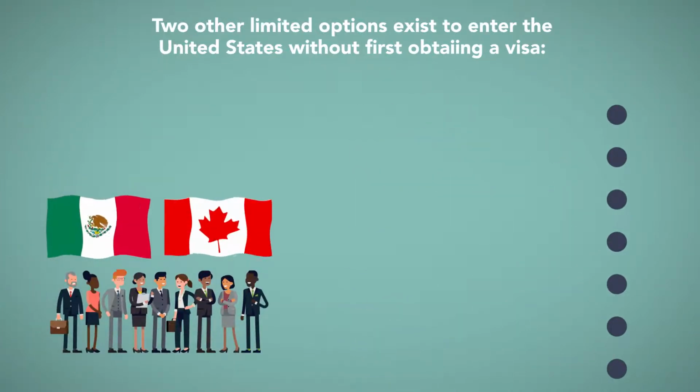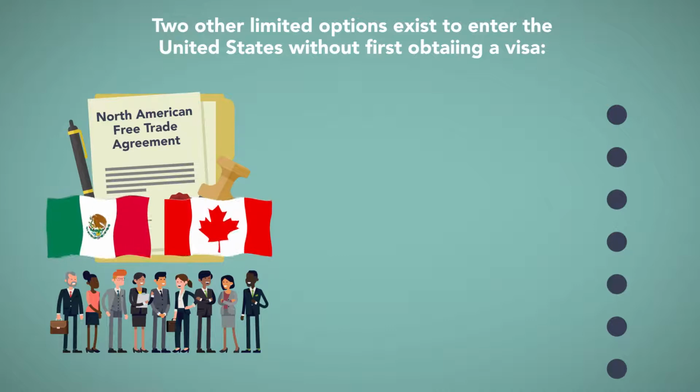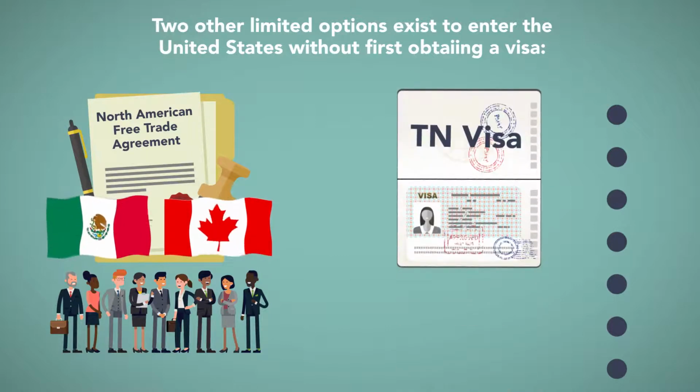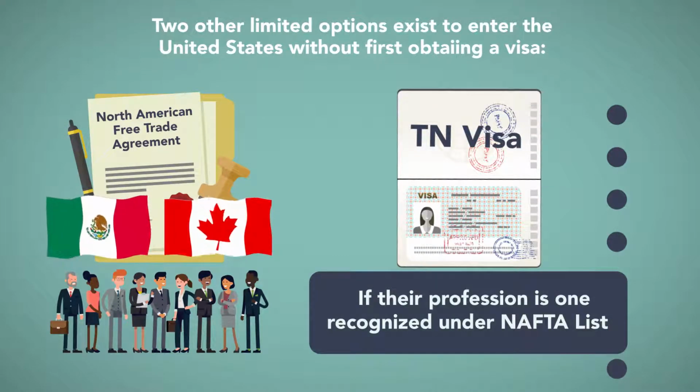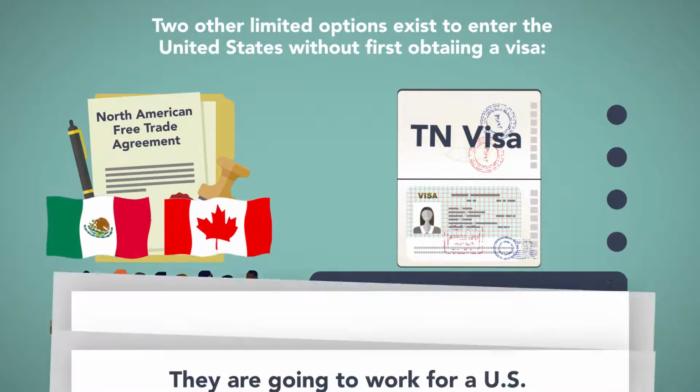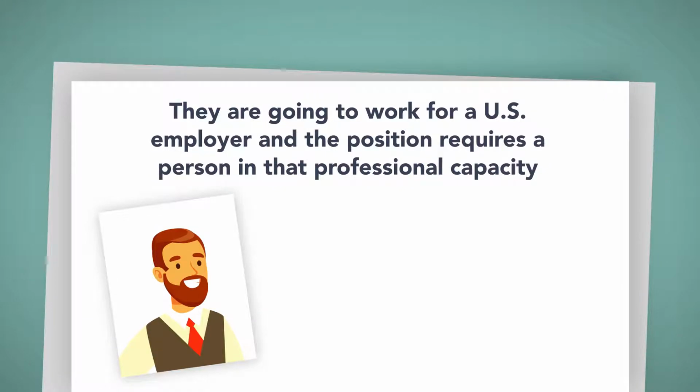Canadian and Mexican professional workers under the North American Free Trade Agreement can enter the U.S. under a TN visa if their profession is one recognized under NAFTA. That is, it is on the NAFTA list. They are going to work for a U.S. employer, and the position requires a person in that professional capacity.